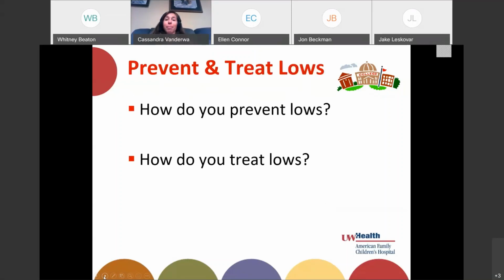Speaking of lows, how do you prevent lows? Well, we prevent lows by following all of the nutrition tips that we've talked about so far. Balanced nutrition, careful selection of carbs, and good matching of insulin with carbohydrates. How do we treat lows?